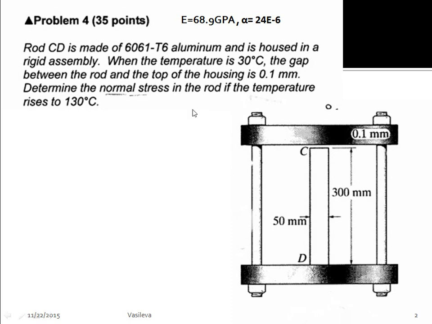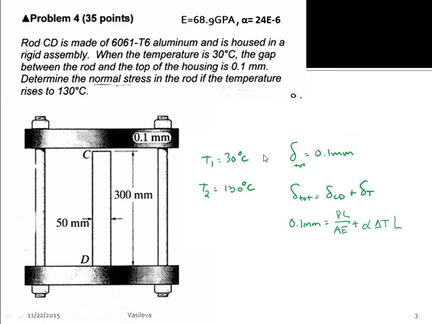So, the very first thing I always do is write down what is given to us. So we have our E, we have our alpha, we have T1, T2, and delta total. So that is this deformation right here, the 0.1 millimeters. And we know that because we have a temperature change, our delta total is going to be equal to delta CD plus delta due to temperature change. So I just did 0.1 millimeter equals PL over AE plus alpha delta TL.